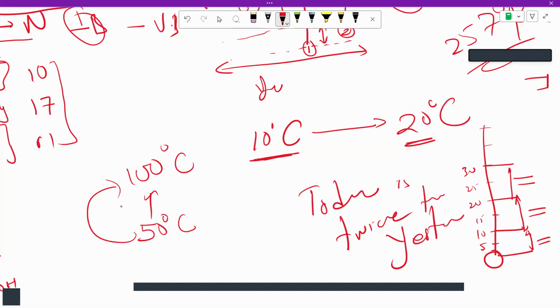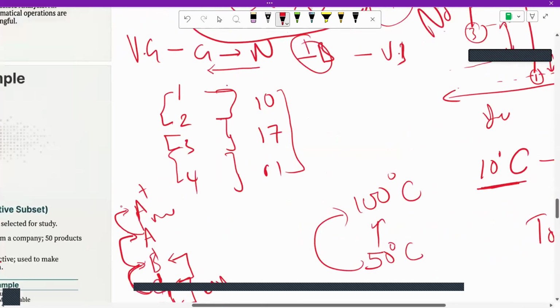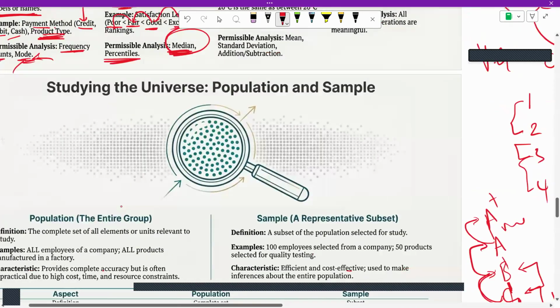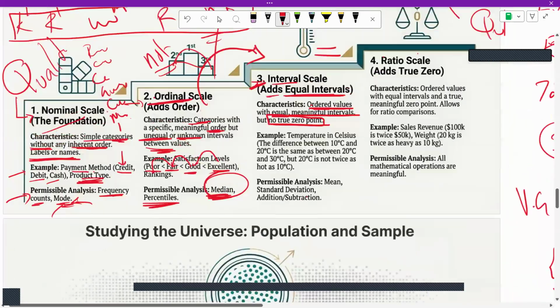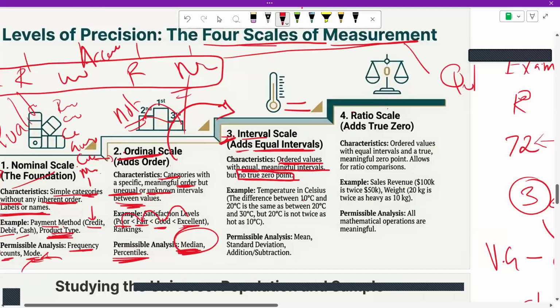When you study physics, you can understand what it is. But this class is not a physics class. Here, the difference between 10 Celsius and 20 Celsius is the same as between 20 and 30. The intervals are the same, but 20 degrees Celsius is not twice as hot as 10 degrees Celsius. We cannot say that.